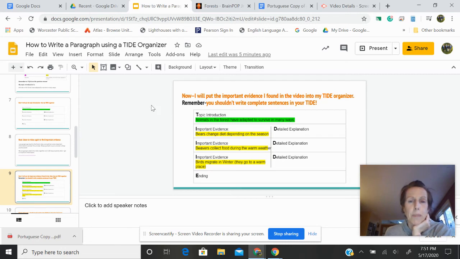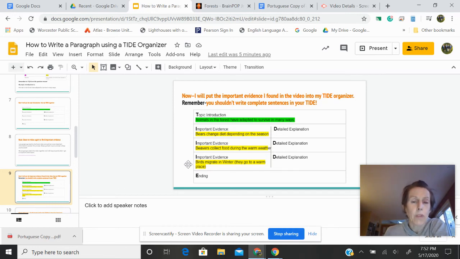So I'm going to put the important evidence I found in the video into my tide organizer. Remember, you shouldn't write complete sentences in your tide. So here, my first piece of important evidence: bears change diet depending on the season. Important evidence number 2 is about beavers. Beavers collect food during the warm weather. And important evidence number 3, birds migrate in winter. They go to a warm place.